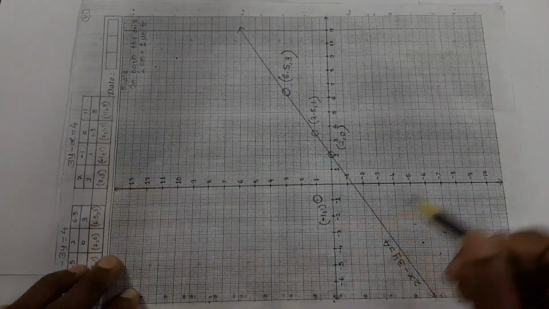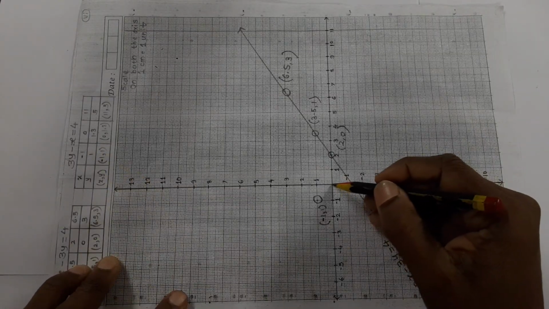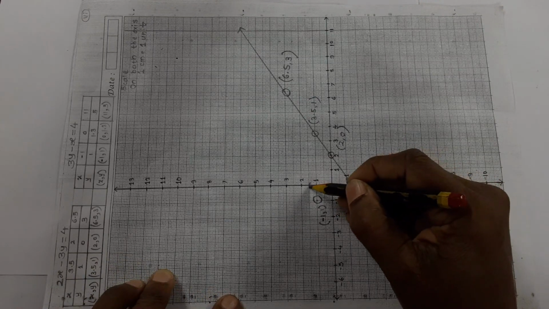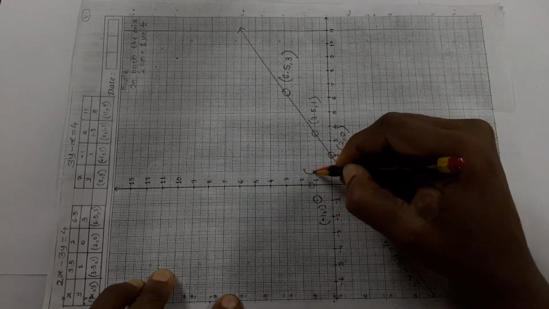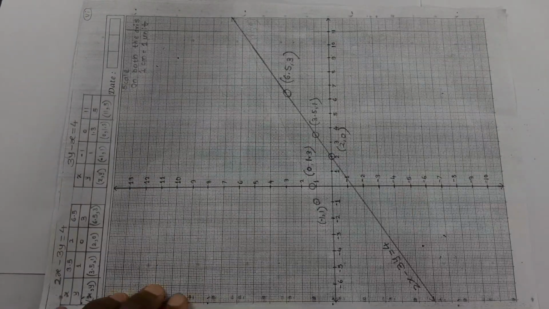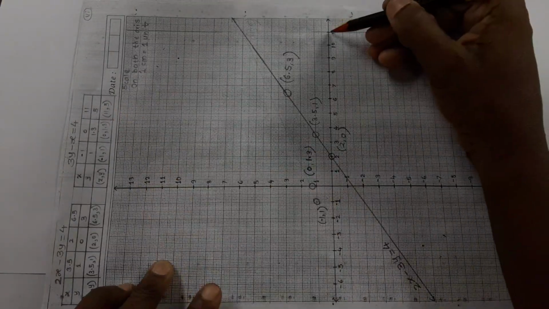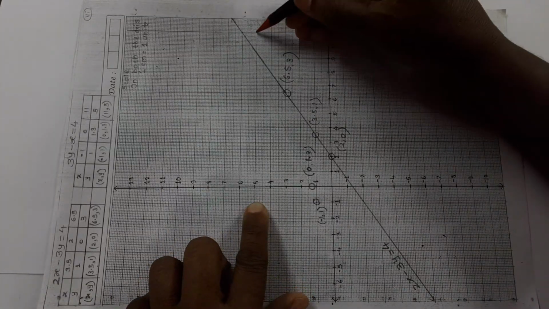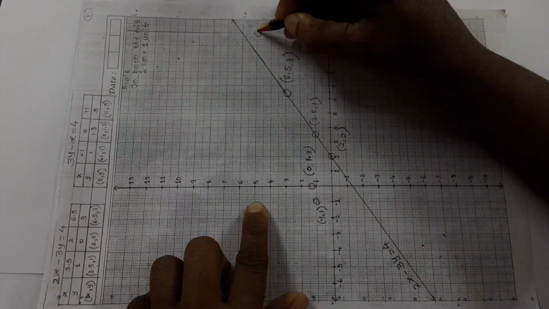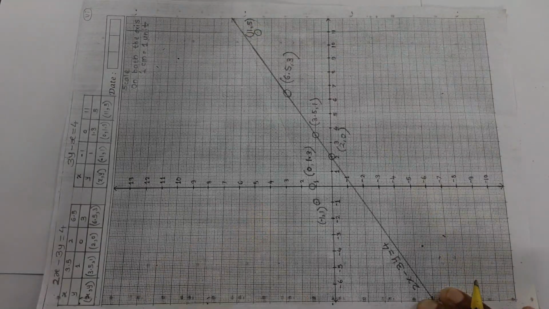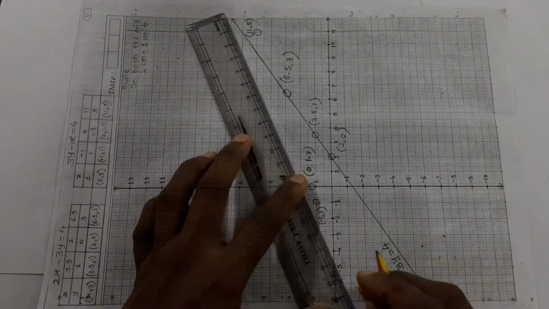Now here 0, 1.3. So this is the 0 on the x-axis and 1.3. So this one is the 1.3, third position. Then the next coordinate, students, 11, 5. So on the x-axis 11 and on the y-axis 5. So this is the position of 11, 5. So now draw the line passing through these 3 points.